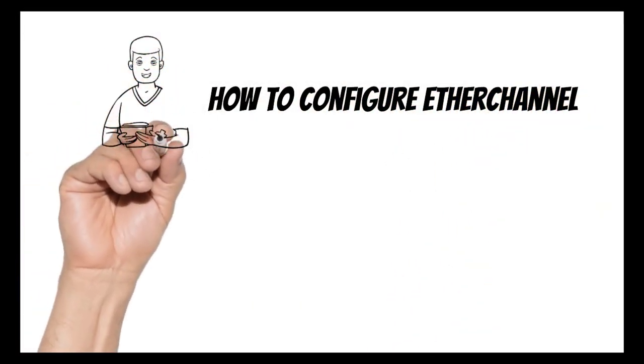How to configure Etherchannel on Cisco devices. We are going to combine two links between switch 1 and switch 2 into Etherchannel, into one link, make it trunk, combining ports on switch 1 and on switch 2. Let's start with configuration. Show IP interface brief.